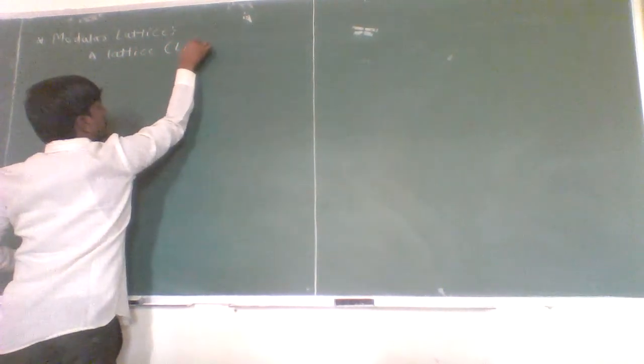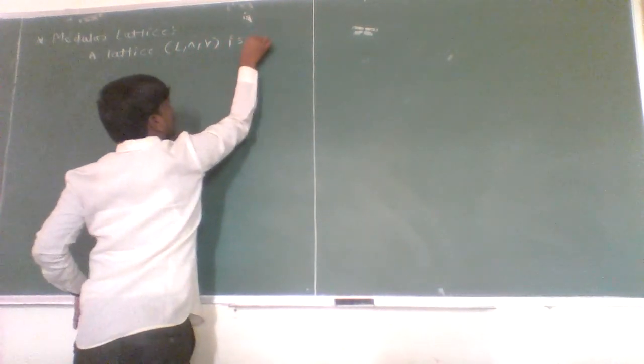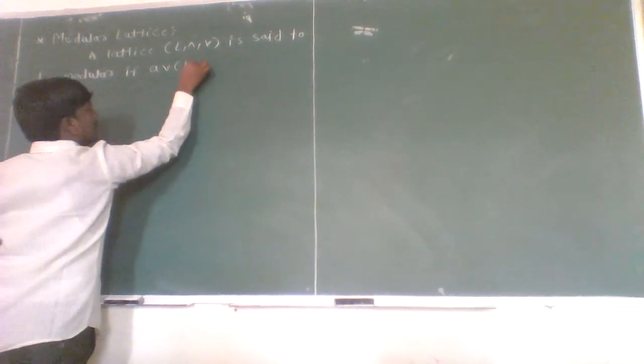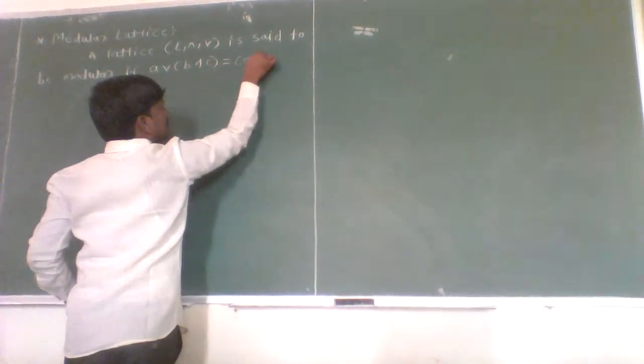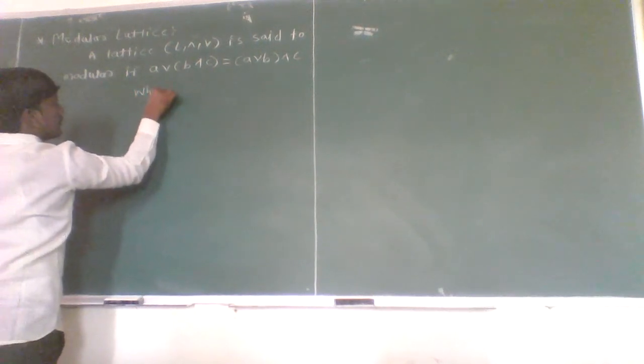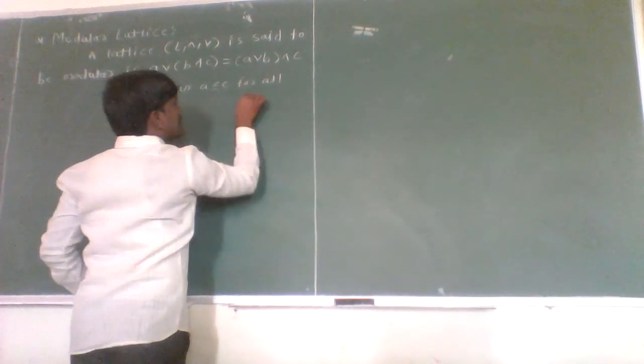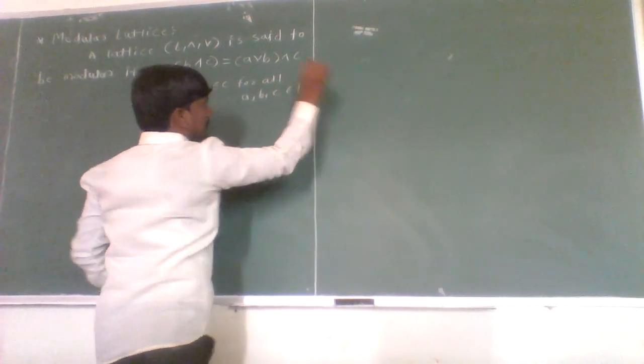Okay. So first let us see what is a modular lattice. A lattice L with meet and join is said to be modular if A join (B meet C) is equal to (A join B) meet C whenever A precedes C, for all A, B, C belonging to L.